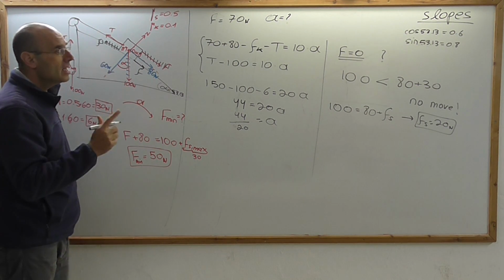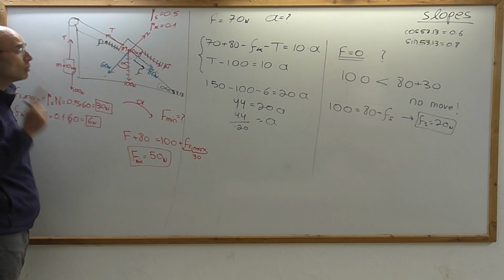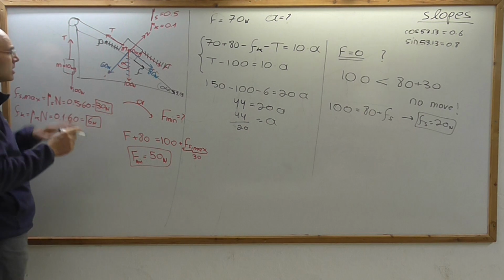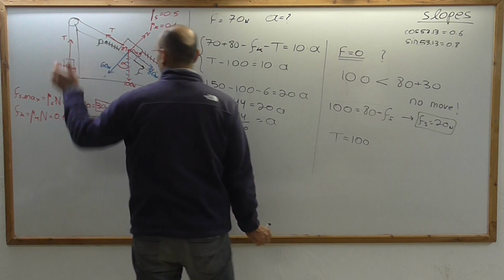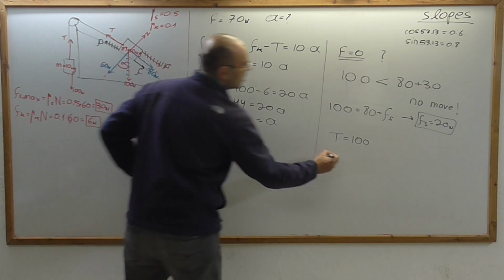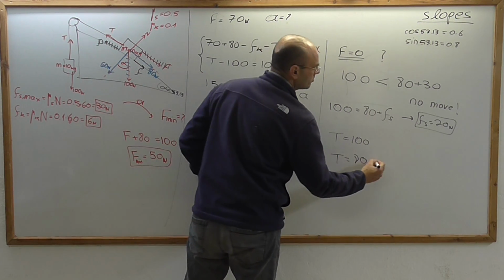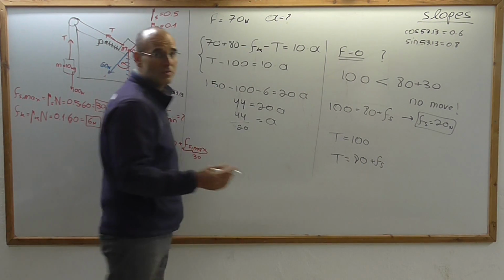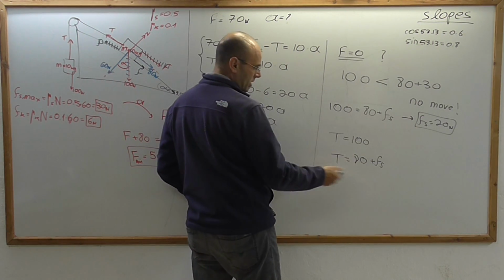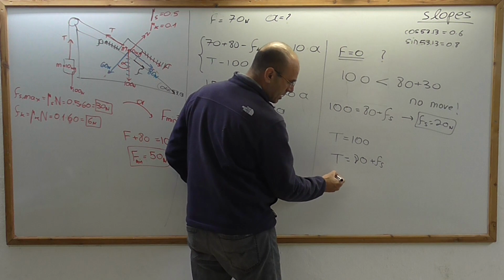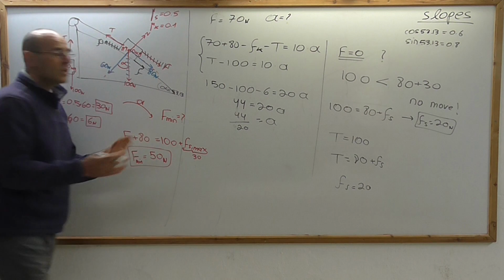Second way to show it, if I know that it doesn't move, I can apply the first law of Newton to each mass separately. This one I can write T equals 100 because it doesn't move. And this mass I can write T equals 80 plus F static, obviously, because it doesn't move. And if I just compare them, I'll get F static equals 20. So two ways to show it.